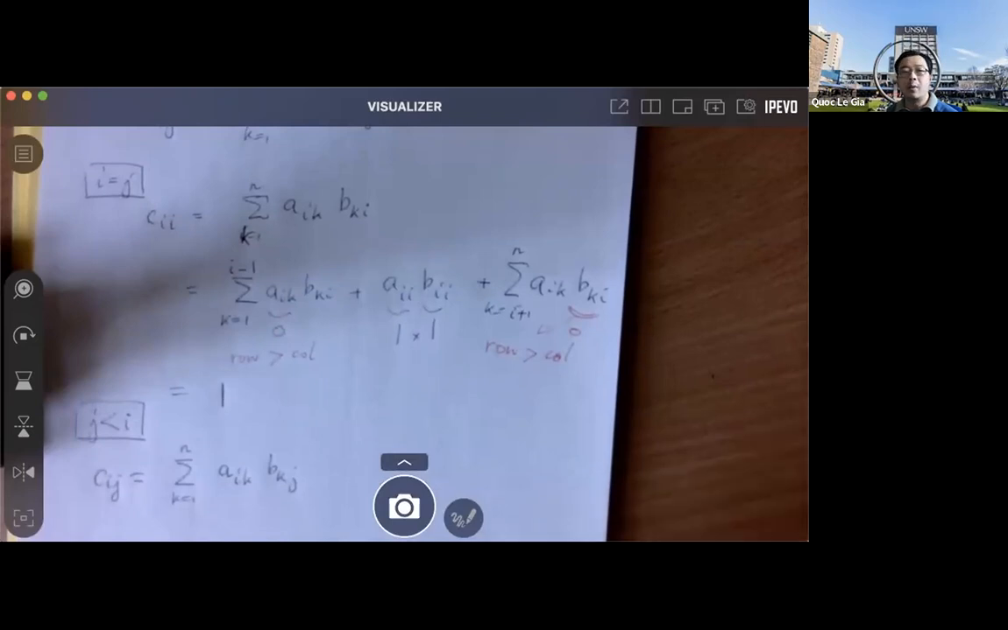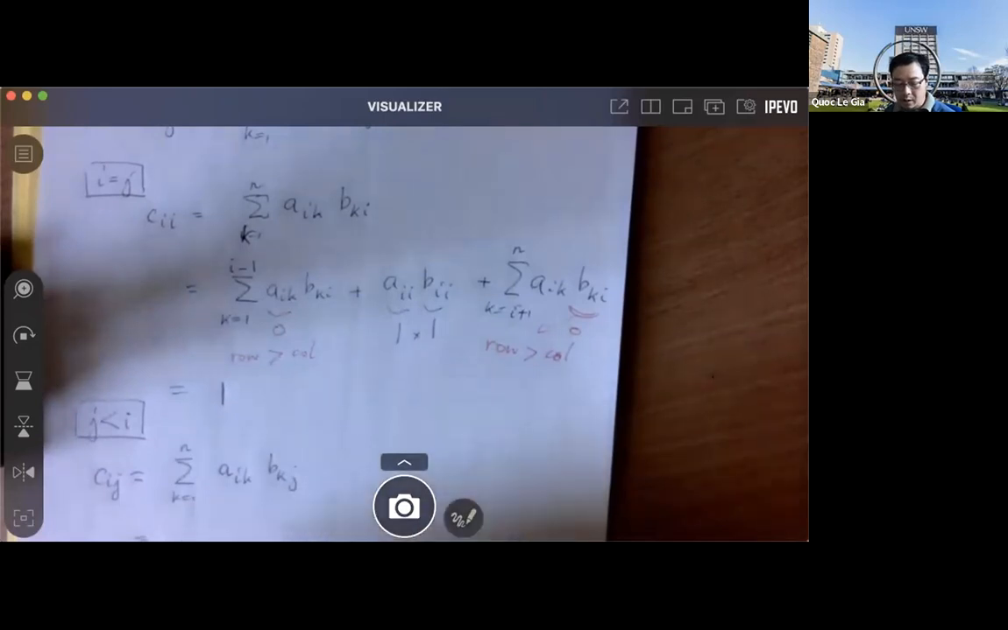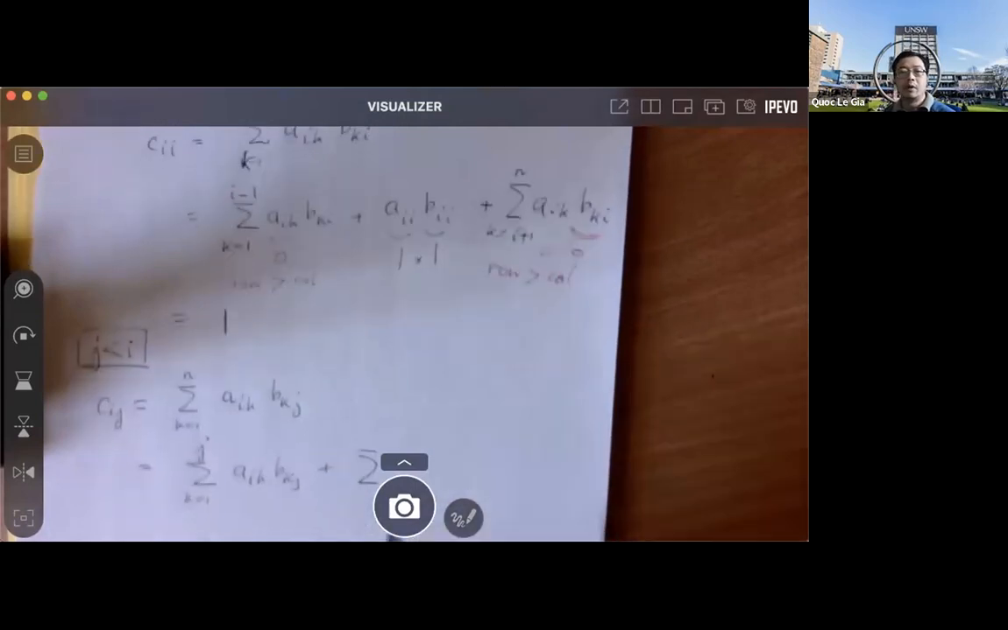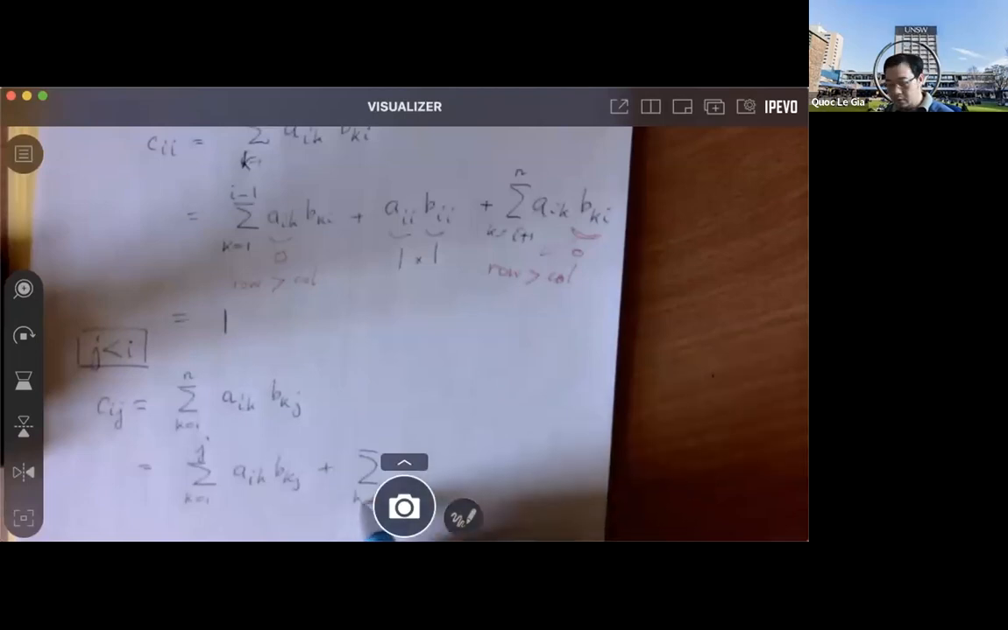Then I want to split the sum, but now I split it in a different way. I will split it into the sum from k equals 1 to J of Aik Bkj. Then I start again, sorry, I have to move up, at k equal J plus 1 to n, of Aik Bkj.